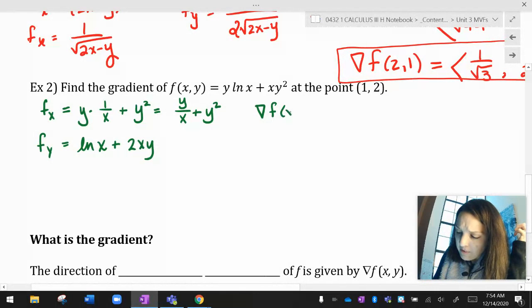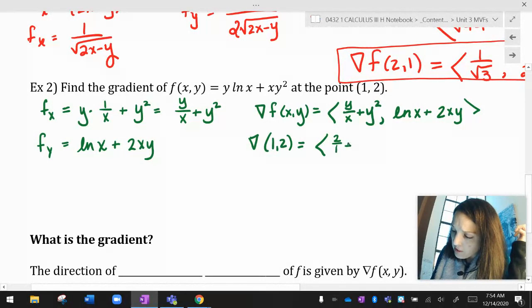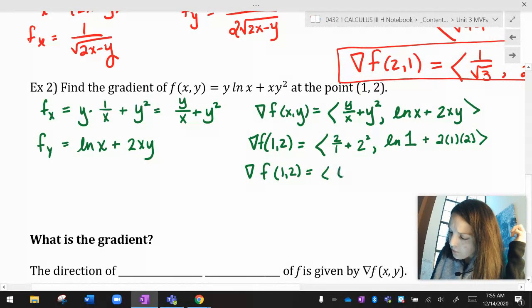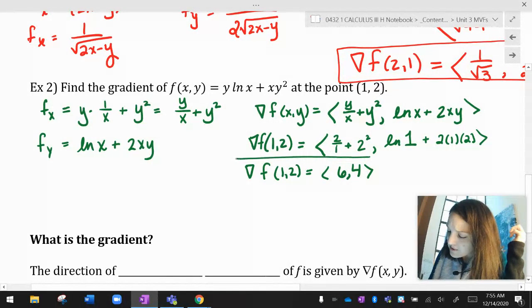So the gradient of f at any point (x, y) is the vector (y over x plus y squared, ln x plus 2xy). And we want the gradient at the point (1, 2). So that's going to be (2 over 1 plus 2 squared, ln 1 plus 2 times 1 times 2). So the gradient at (1, 2) is going to be 2 plus 4, which is 6. ln 1 is 0. 2 plus 2 times 2, which is 4. So my gradient vector is (6, 4).